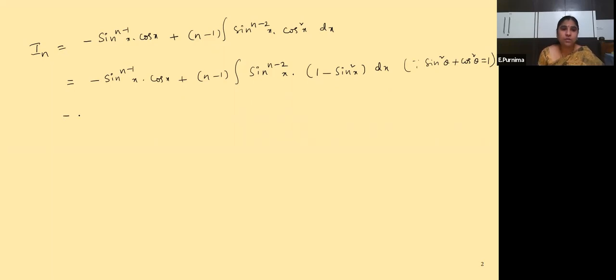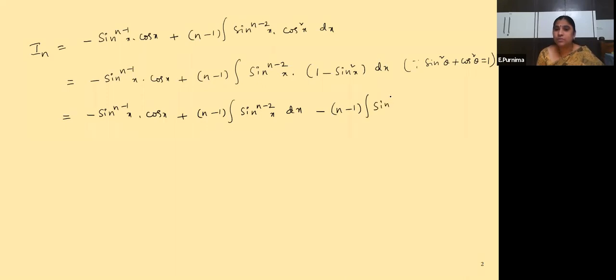Okay, so which is equal to minus sine to the power of n minus 1 x into cos x plus n minus 1 into, splitting the integrals, children, sine to the power of n minus 2 x. This 1 into sine power n minus 2 is sine power n minus 2 x dx. Plus into minus is minus. Again, this n minus 1 is common for both the terms. So I'm writing the separate integral into sine to the power of n minus 2 x into sine square x.